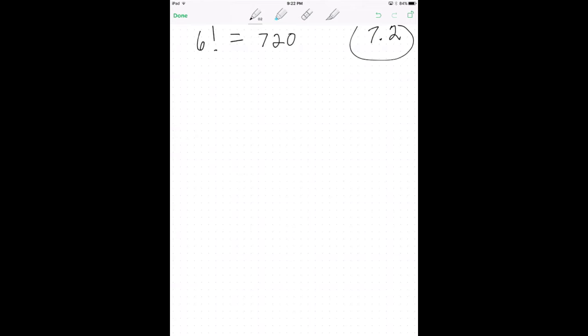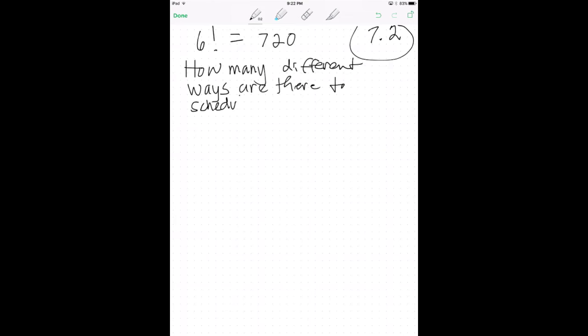Okay, let's go over this one. I want to make sure that y'all understand. So this question right here, listen to what it said. How many different ways are there to schedule their appearances? This is just asking how many ways can these 6 performers schedule their appearances. So all you had to do is take 6 factorial, and 6 factorial comes out to be 720. Now this is a different question. I want to see if you guys can figure out what the difference between the 2 questions is.